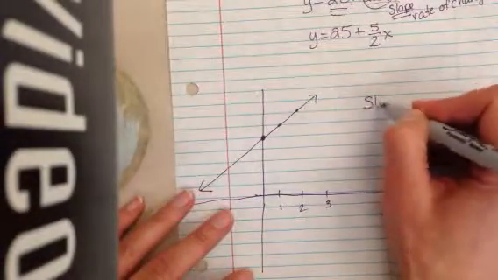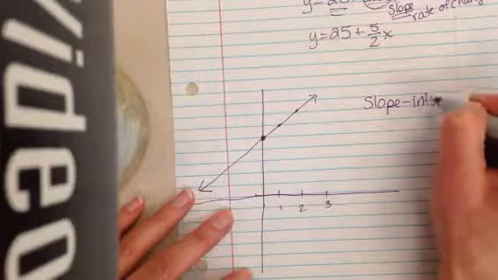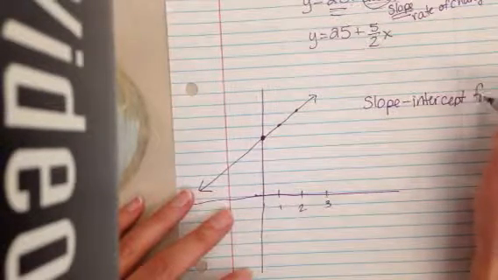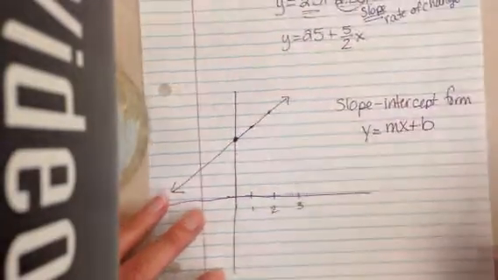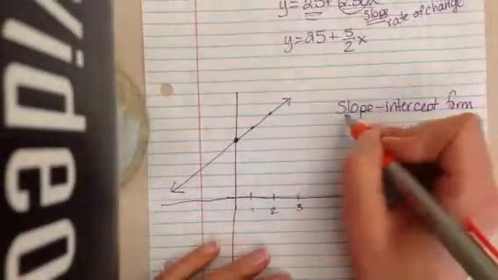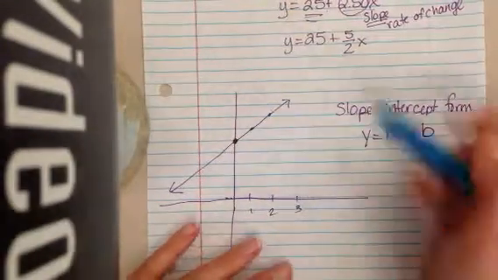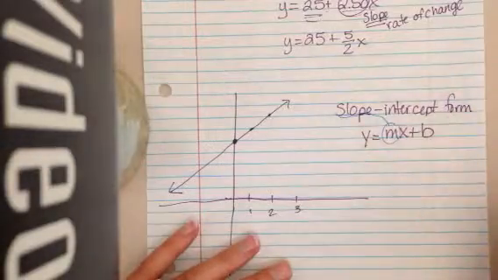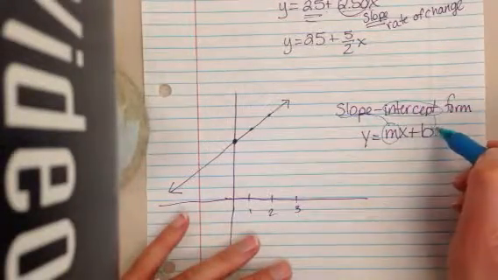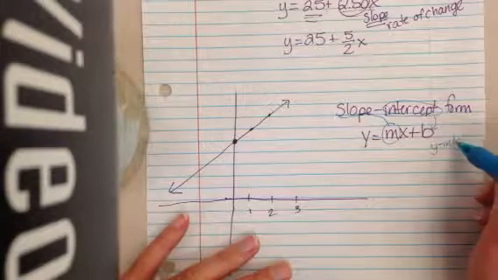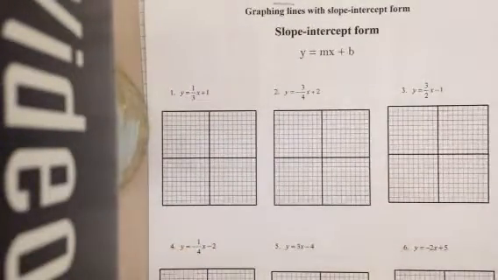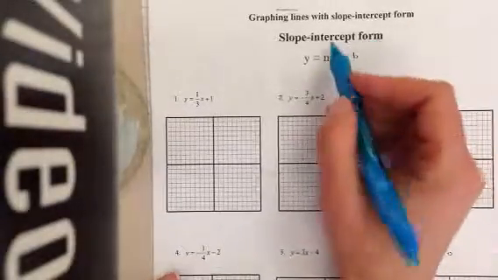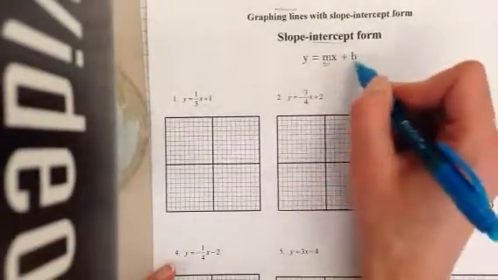So we are going to graph today in what's called slope-intercept form, which is y equals mx plus b. And the slope is going to be the m value, and the intercept will be our b value, which will always be our y-intercept. So this will be the worksheet that we have in class. So there's your formula. So our slope is m and our y-intercept is b.